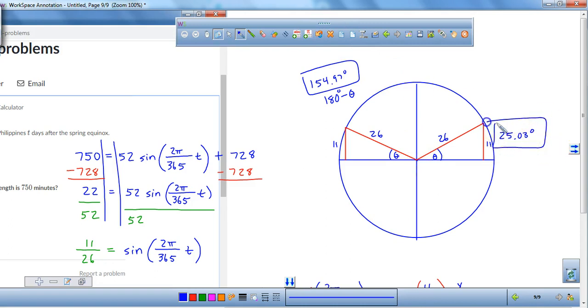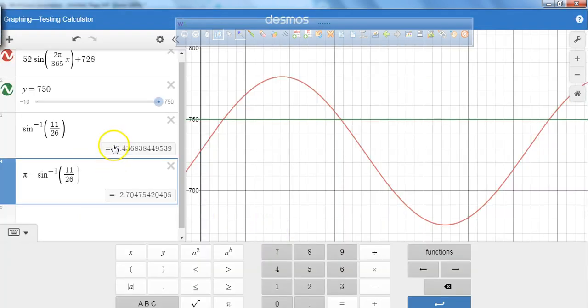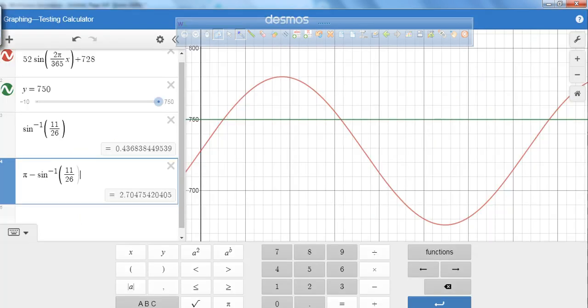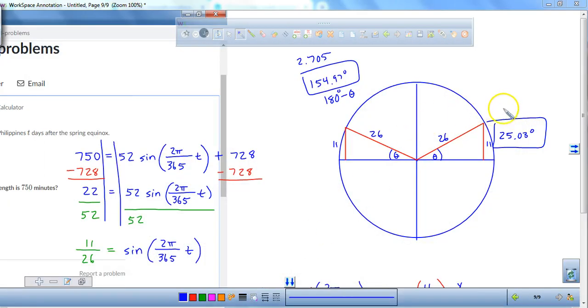And then we have this right here. These are in degrees. So how do we convert this to radians? It's very easy. All we have to do is multiply them by pi over 180. So I'll get the radian answer real quick. Alright, so here's our two radian answers. We have 0.437 and 2.705. We'll put 2.705. And over here, we'll put 0.437 radians.